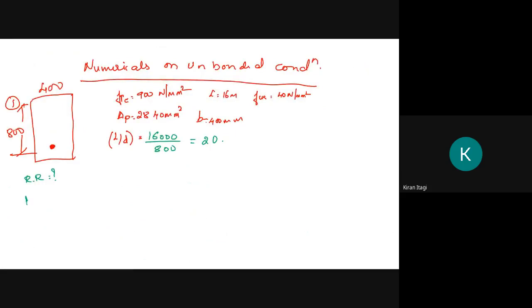For reinforcement ratio, we have the formula FPE into AP divided by B into D into FCK. What is the value of FPE after all the losses? It is 900 multiplied by 2840. He has directly given the area of prestressing steel, sorry. B he has given 400, effective depth he has given 800, and FCK he has given 40. Therefore, this reinforcement ratio will be how much? 0.2.